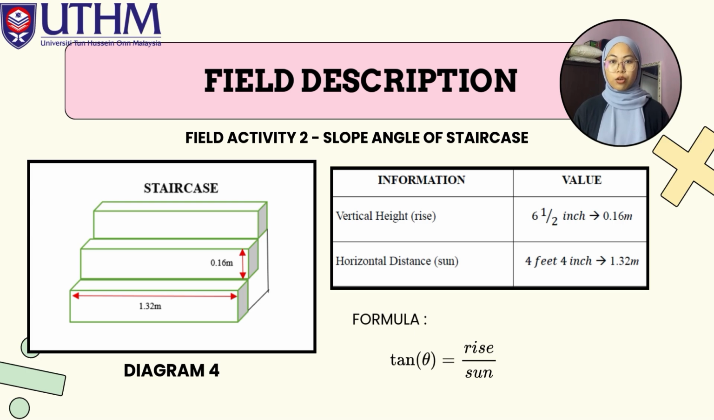so 0.16 meter. Second, the horizontal distance or the run, which is 4 feet 4 inch, and this converts to 1.32 meter. To calculate the slope angle, we use the formula tan theta equal rise divided by run. This value forms the foundation of our calculation and allows us to identify the exact angle of the staircase.